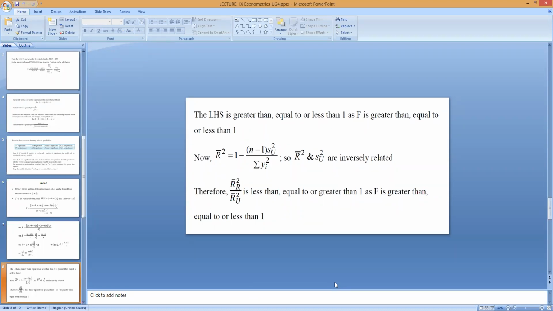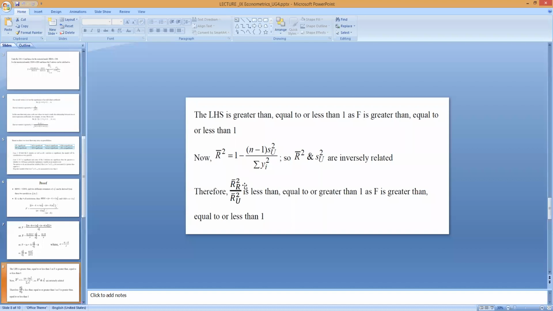So if up to this it's clear to all of you, the ratio of restricted R bar square to unrestricted R bar square, that is, R bar square by RU bar square, is less than, equal to or greater than 1 if F is greater than, equal to or less than 1. We will just make the final conclusion. In your copy, please write down, number 1. Three points we will write separately.